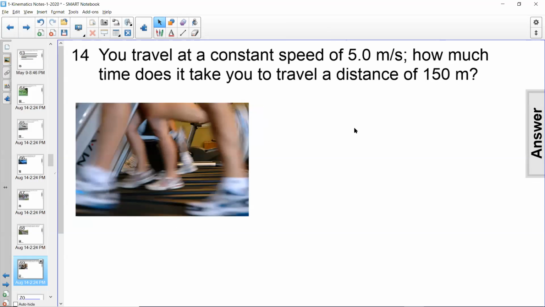All right, last one. You travel at a constant speed of 5 meters per second. How much time does it take you to travel a distance of 150 meters?